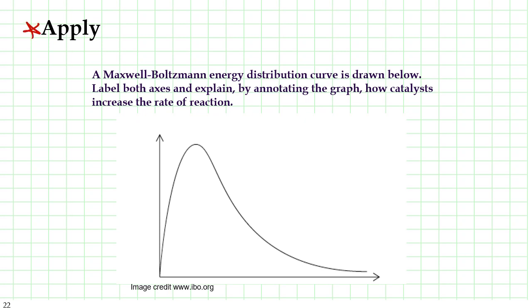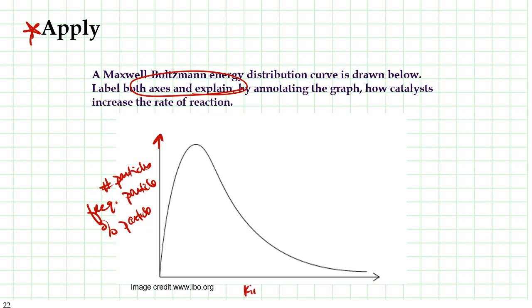So making sure that we remember what those axes are. So label both of the axes. Remember that our y-axis is going to be either the number of particles or the frequency of the particles. We could have the percentages of the particles that are in different amounts of kinetic energy. So these are our kinetic energies. Good. So it's also asking us to explain by annotating the graph how catalysts increase the rate of reaction.